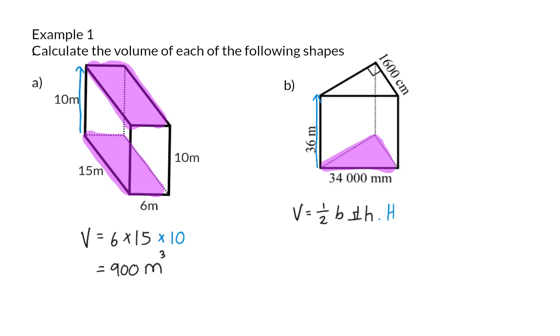Before we can substitute, it is however important that you realize we are working with 3 different units, as the information was given in meters, centimeters and millimeters. I'm going to choose to convert everything to meters, so my 1600 centimeters is 16 meters, and 34,000 millimeters is 34 meters.